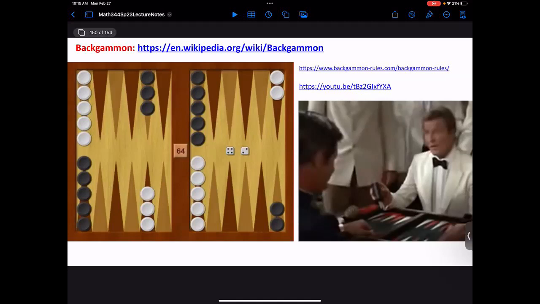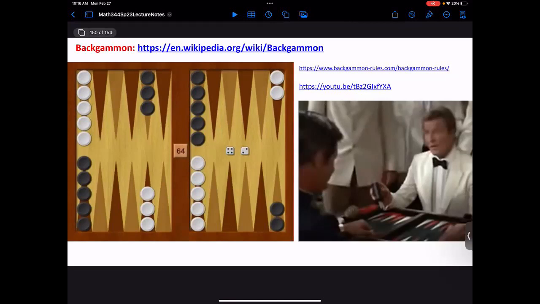White is moving in this direction, trying to get all of its white pieces down here. Black is moving in the other direction, trying to get all of its pieces in the upper right. If a white piece is jumped, it goes to the upper right, it needs to be moved back in. If a black piece is jumped, it comes to the bottom right, it needs to be moved back in. So it's possible if you keep jumping each other that the game might never end. And when you roll your die, there's rules about how you can move your pieces.